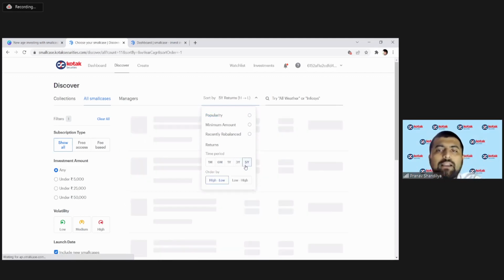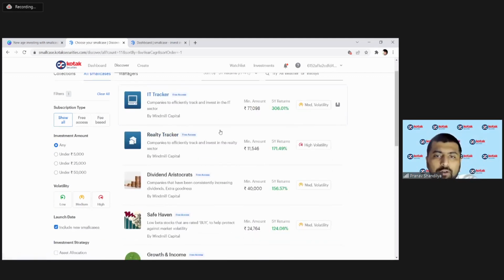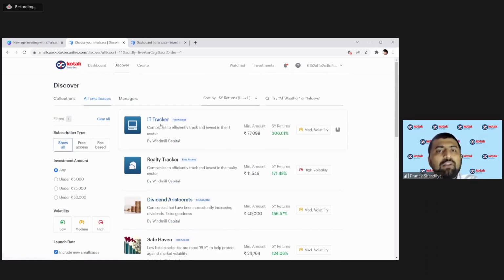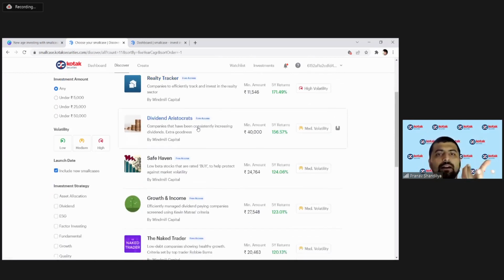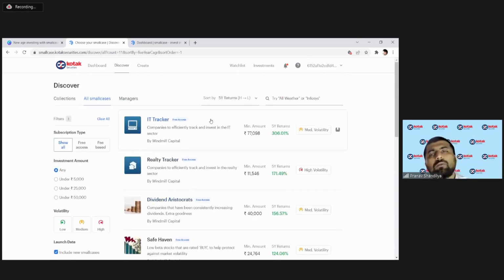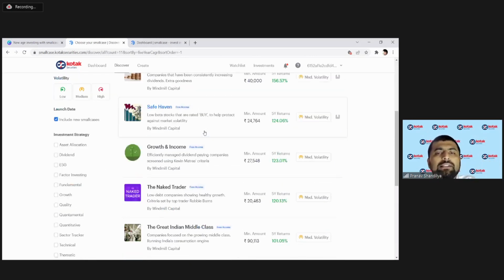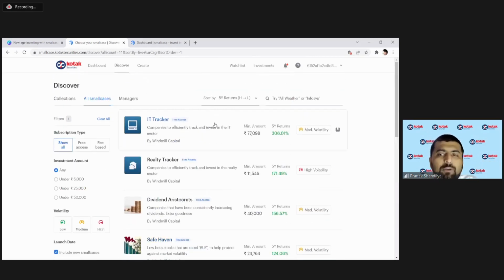In that case, you can click on 5 years over here and you will find all the list of baskets mentioned here. For example, IT Tracker has managed to give the highest return in the last 5 years, which is closely followed by a portfolio called Realty Tracker, which is also closely followed by a portfolio called Dividend Aristocrats. So the names will marginally keep changing depending on market conditions, but these are some of the lengthiest portfolios that have been available on the platform. So here you can see the 5-year returns as 306%, 5-year return as 171%, and so on.